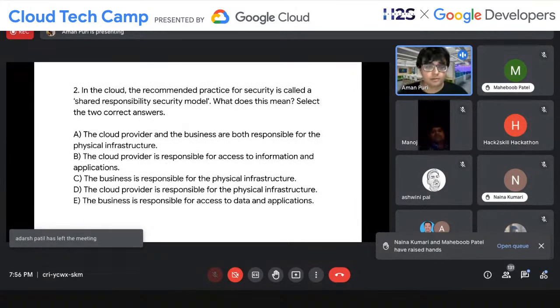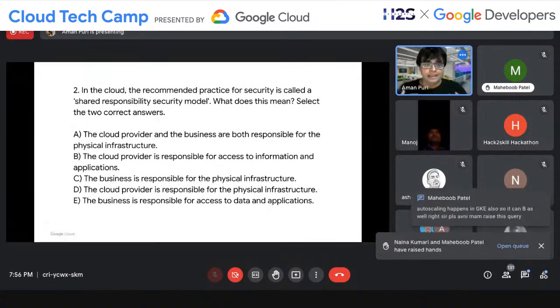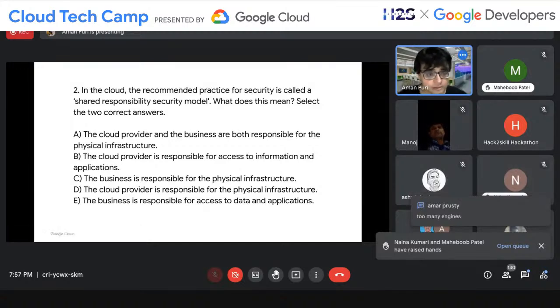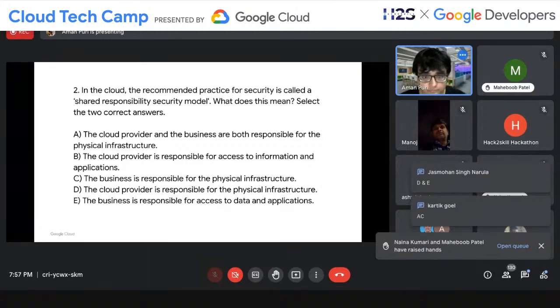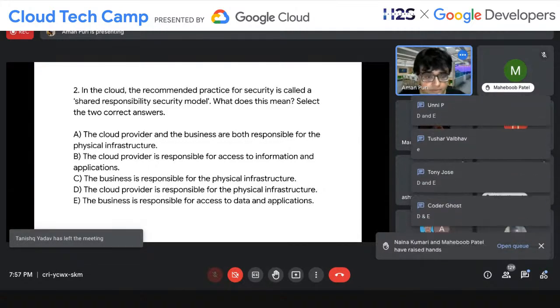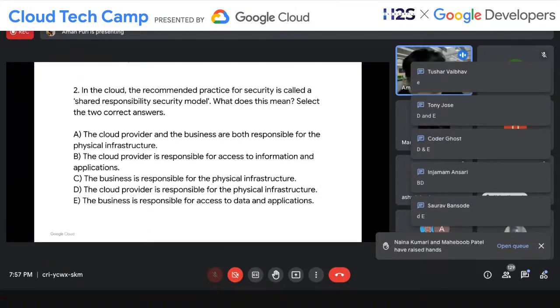Let's go with the second question quickly. In the cloud, the recommended practice for security is called the shared responsibility security model. What does this mean? There are two answers here. This one should be easy enough.